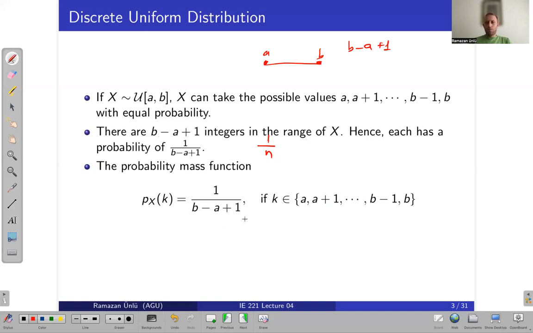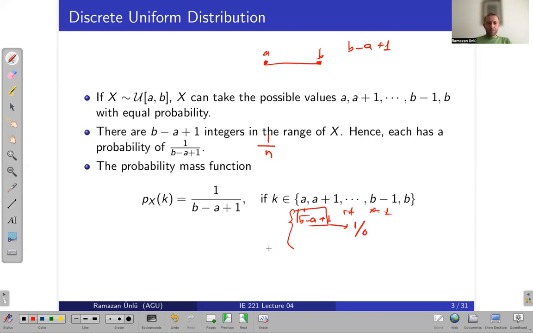Okay, so for example, if our experiment is rolling a die, we can calculate the PMF as 1 over B minus A plus 1 if X is 1, etc. So in this case, this will be 1 over 6. Okay.